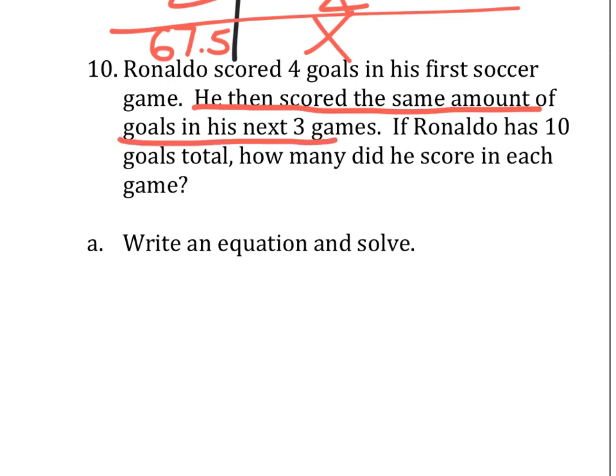The same amount is going to be X. We don't know how many. So he scored X amount of goals in the next 3 games. If Ronaldo has 10 goals total, how many goals did he score in each? So my 10 goals total is my answer.